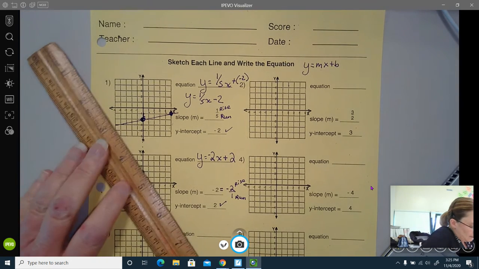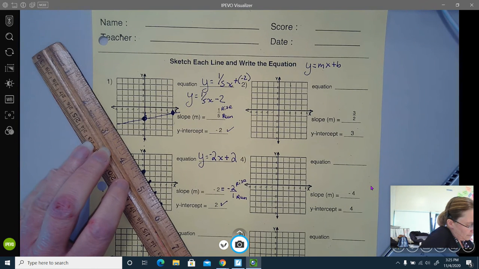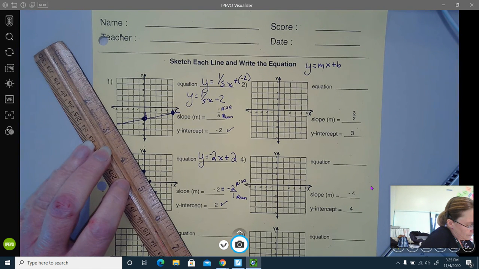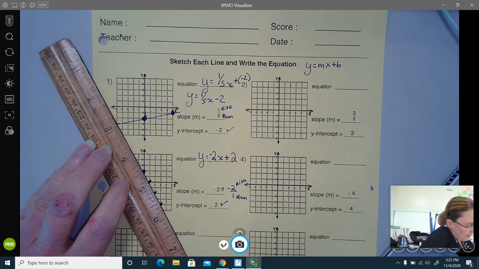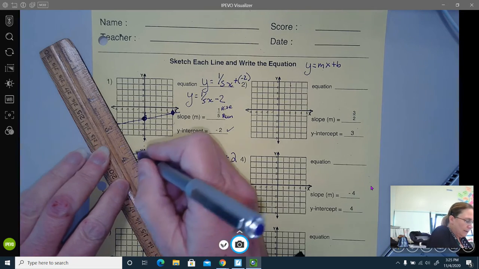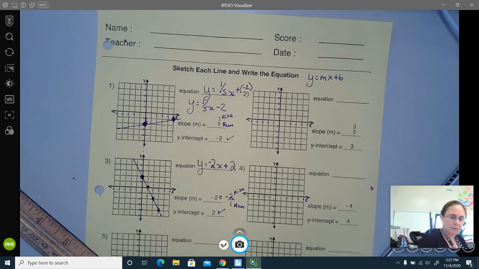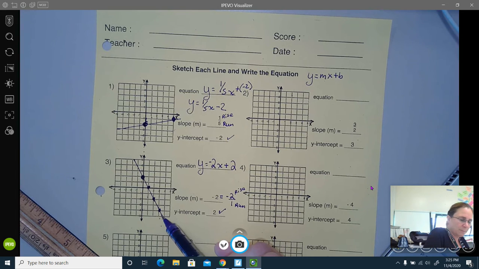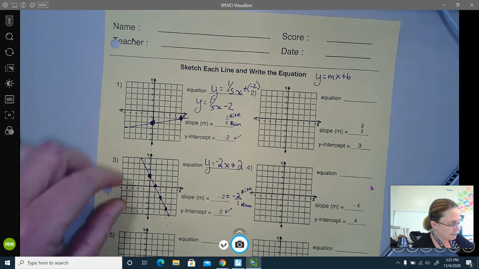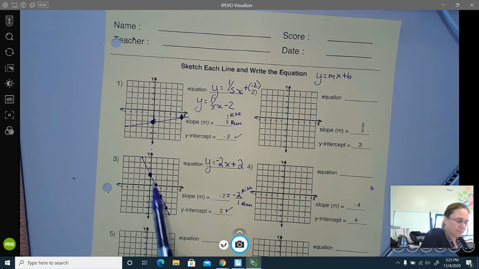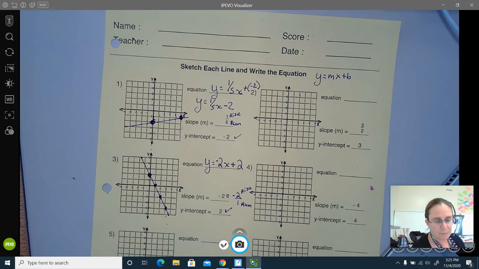Take my ruler, line up my points, and connect my line. And you notice again, my line has gone from edge to edge of the graph. I did not just have a small piece of line segment right here. I went edge to edge.